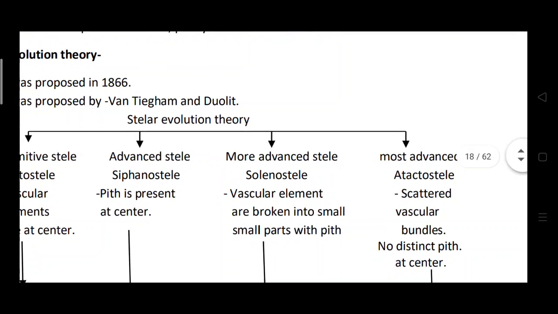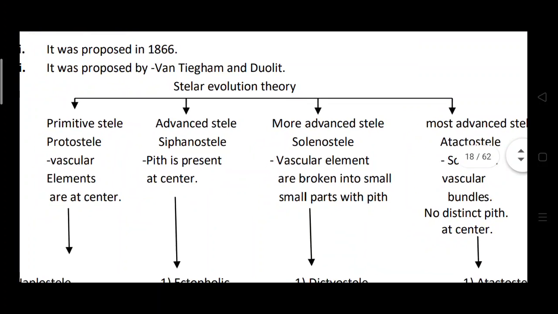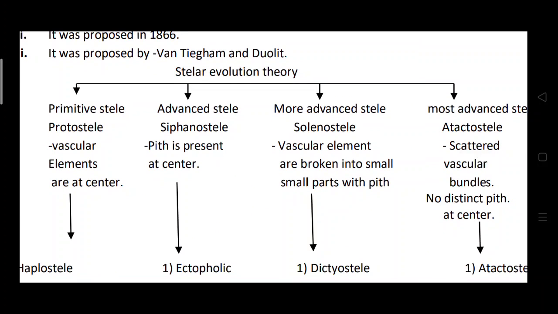So these are the four basic types of the stele. First, the primitive stele, also called protostele. Advanced stele, that is siphonostele. Then more advanced stele, that is solenostele, and the most advanced stele, that is atactostele.